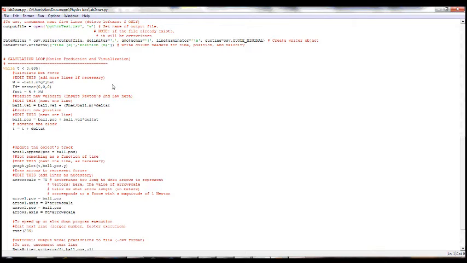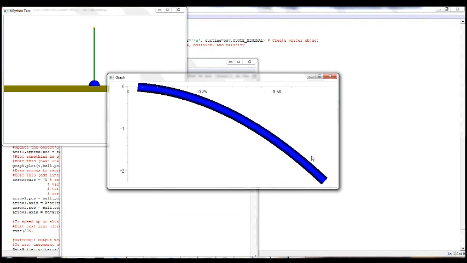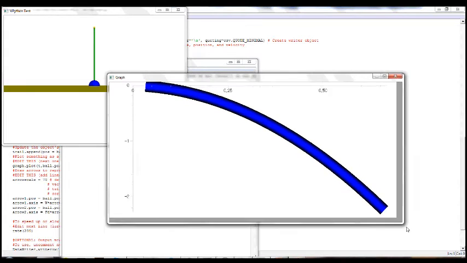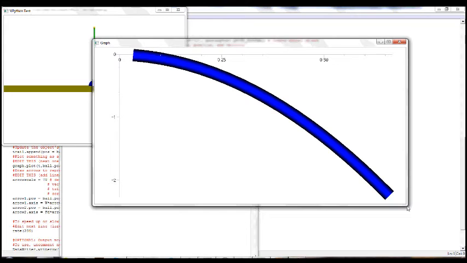In order to do this, I set my drag force equal to a vector of zeros. I also found the mass of the ball to be 430 grams. When I hit run module, and I extend this graph, we see that the velocity is increasing exponentially. And this is true because we set the drag force equal to zero.